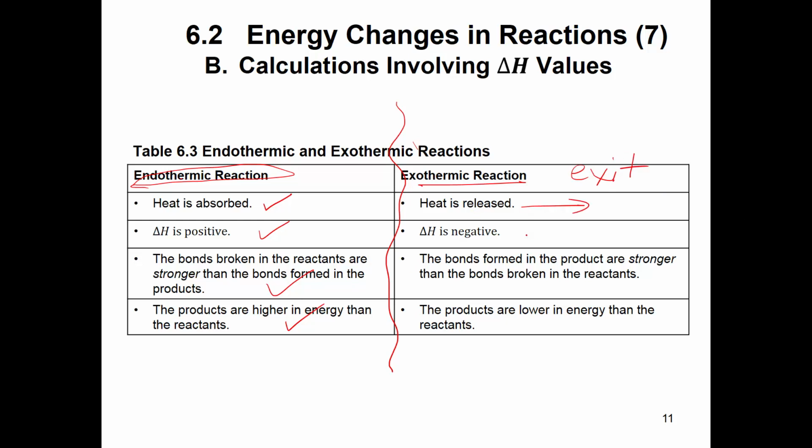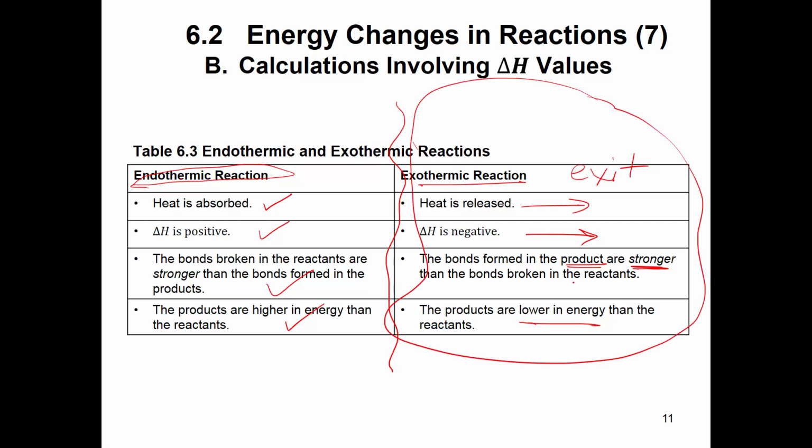The delta H is negative because you removed heat from the system. The bonds that you form in the products are stronger than the bonds in the reactants that were broken, and products are lower in energy than reactants. So if you learn this about exothermic reactions, then if you have a question about an endothermic one, you just remember it's the opposite of what you learned from exothermic.